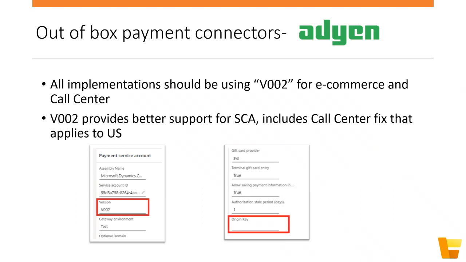Okay, so more about Adyen. By now, everyone should be using V2 of the Adyen connector. V2 provides better support for strong customer authentication, which is required in Europe. And V2 also includes a call center fix that applies to the US. So if you have e-commerce or call center, you should be using V2. For e-commerce, what's important, even if you're in the US and you don't think you're subject to these EU requirements around strong customer authentication, it's up to the issuing banks to exempt US merchants from those requirements.